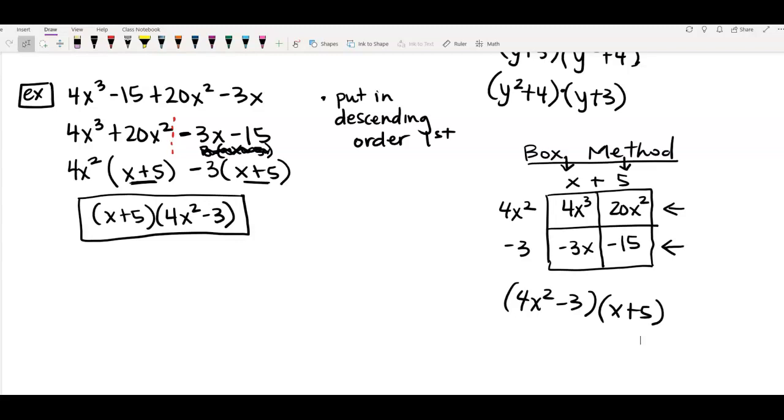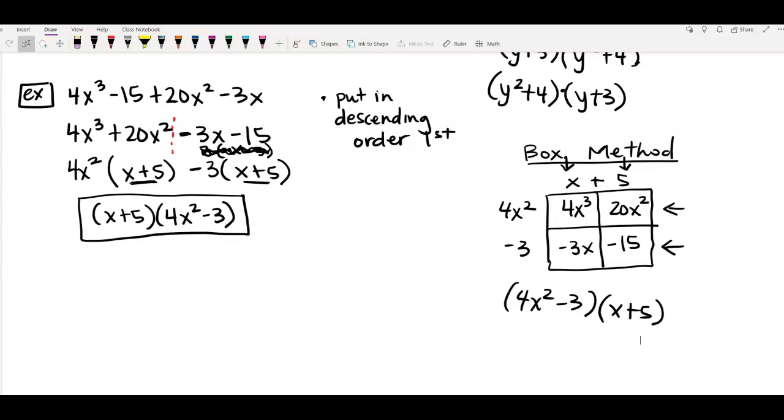All right, awesome. Some people really like that box method. It just really is helpful. But like I said, you can just pick which way is easiest for you to do.